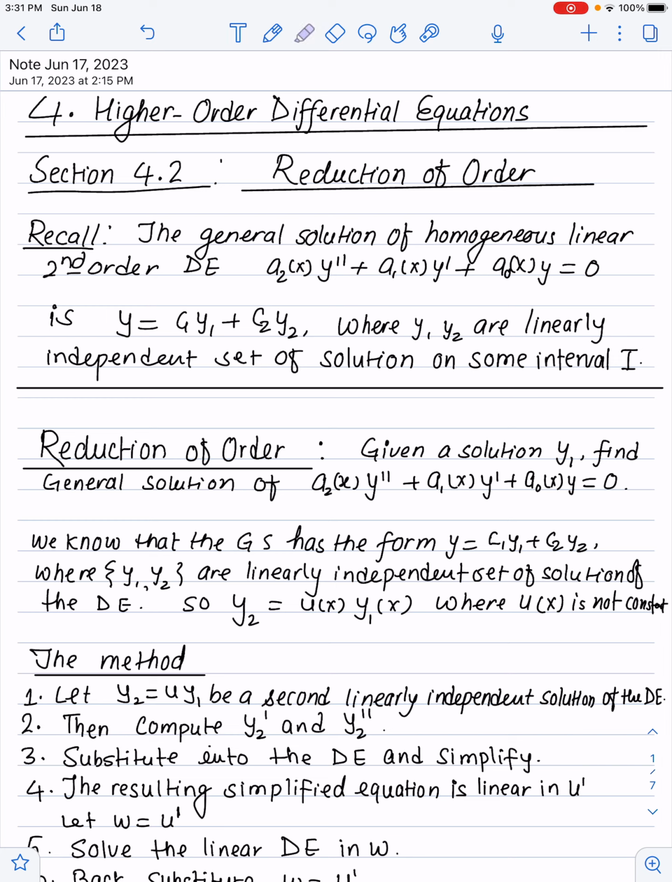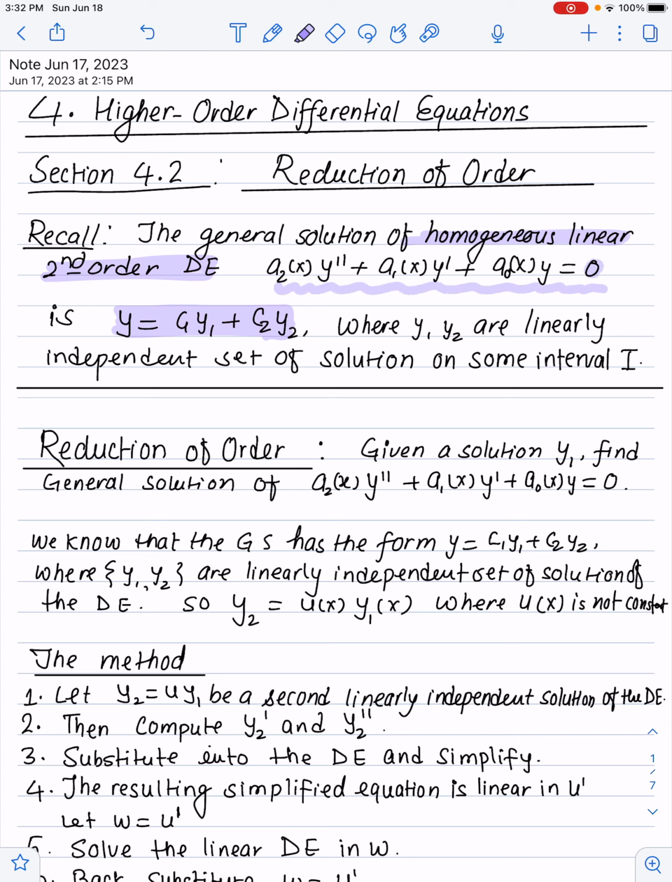So, let's just recall the general solution of a homogeneous linear second order differential equation is y equals c1y1 plus c2y2, where y1 and y2 are a linearly independent set of solutions on some interval. And my homogeneous linear second order differential equation is this.